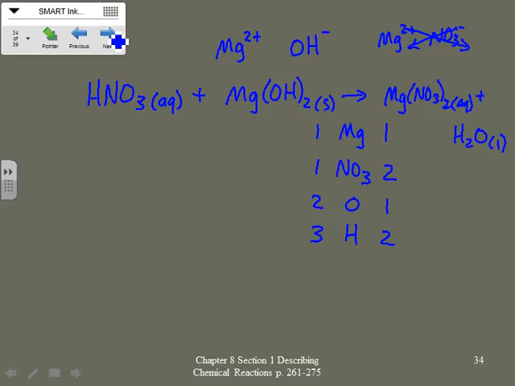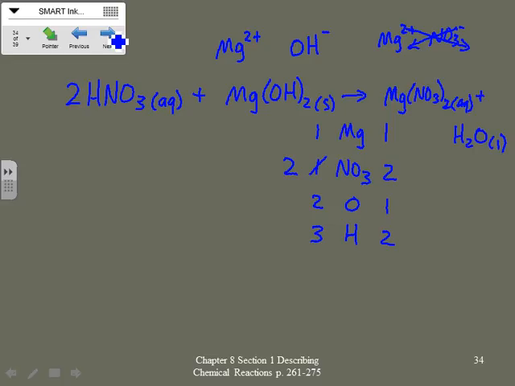First thing we need to balance is NO3. You want to start at the top, work your way down. The magnesium's already balanced, so let's go to the NO3. Okay. So I need to put a 2 in front of the HNO3. Does everybody see that? Put a 2 here. That's going to change my NO3. Now I've got 2 of those.